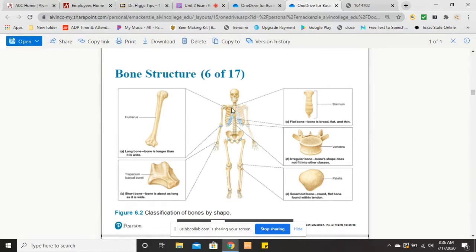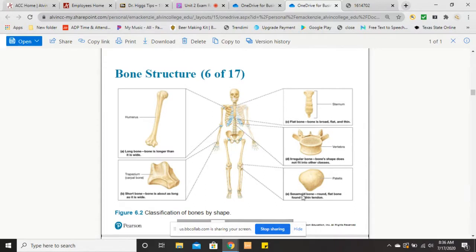Remember, some bones are really thin. We call them flat bones, like your sternum, sometimes called the breastbone, or your skull. Remember, even though your skull curves, when you cut it open and look, it's very thin. Your skull is a flat bone. Same thing for the ribs. Your ribs are flat bone.